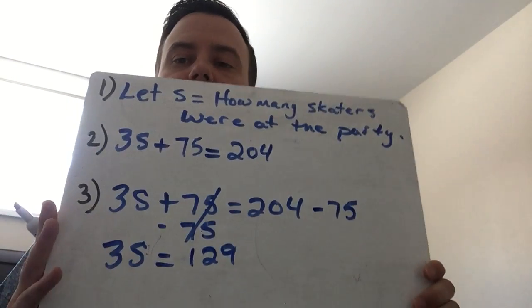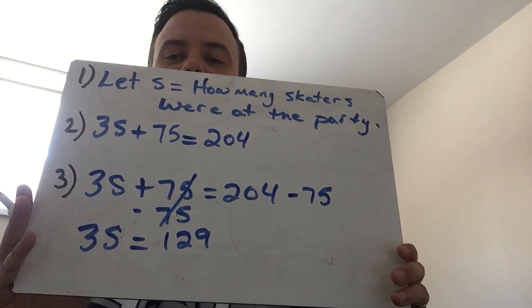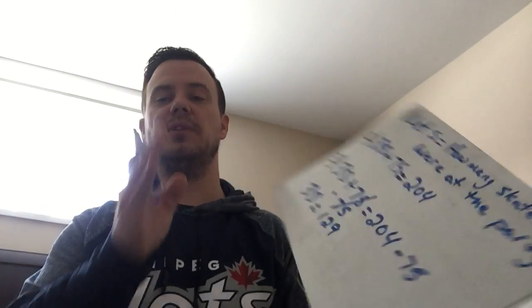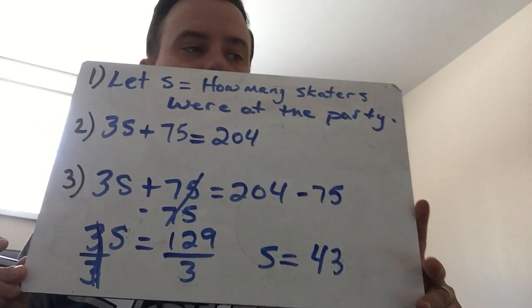Okay, now we got to do the second step of our equation. We got to get rid of the 3 so we can get S alone. It's 3 times S, so to get rid of the 3 we have to divide by 3. And we have to do the same to the 129. Divide by 3, cancels out. 3 goes into 129 43 times. S equals 43. Okay?